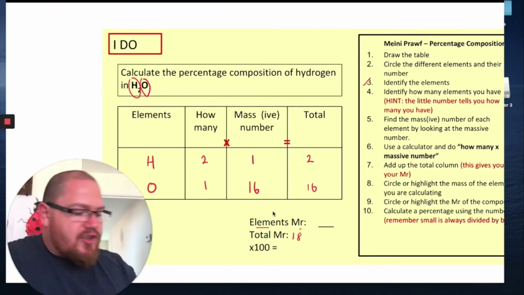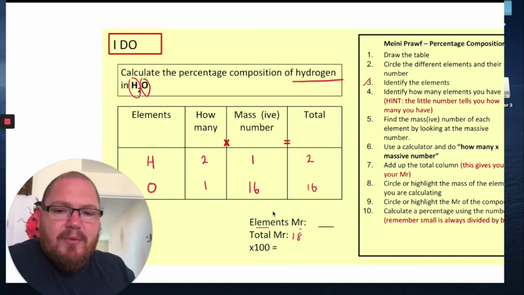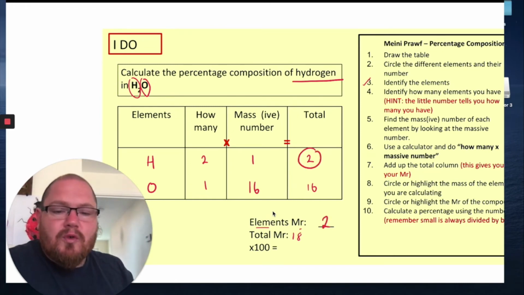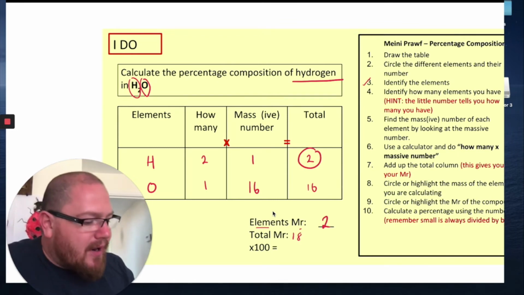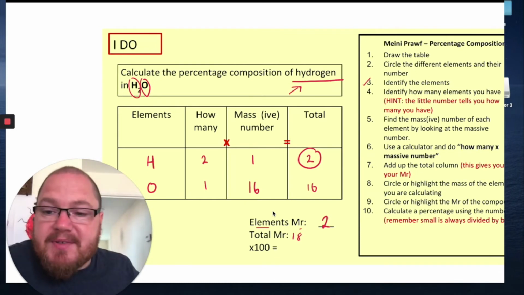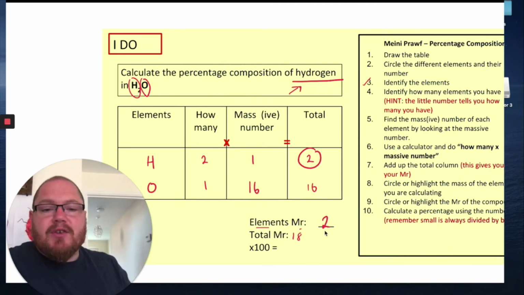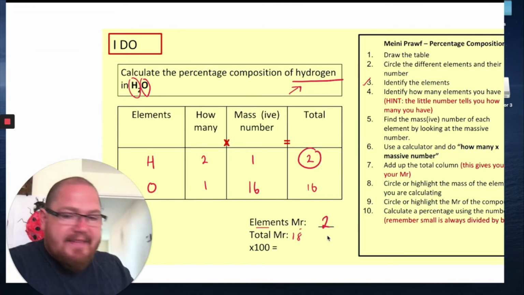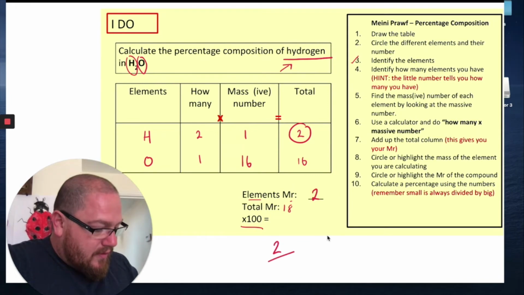Calculate the percentage composition of hydrogen. So what's my mass of hydrogen? Well, I've got 2 times 1, which is 2. So that comes down, so my element's mass is 2. It's a very important step, that, because no matter which one it tells you, it could have said calculate percentage of oxygen, and then I would have circled oxygen and brought that down. So this is now going to be 2 divided by 18 times 100.